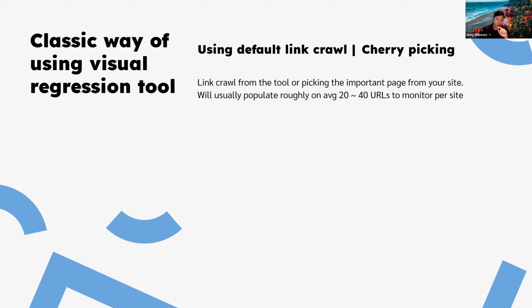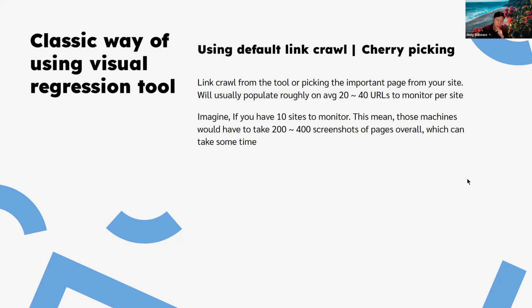Or you can also cherry pick the URLs that you think are important, and put them onto the project, sorry, the tool. But sometimes, imagine if you have at least 10 sites to monitor, this means that, on average, the machine would have to take 200 to 400 screenshots overall, which will take some time.